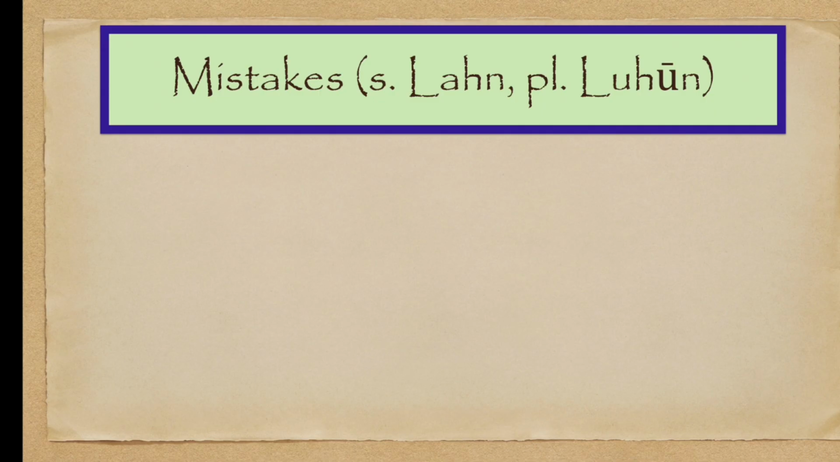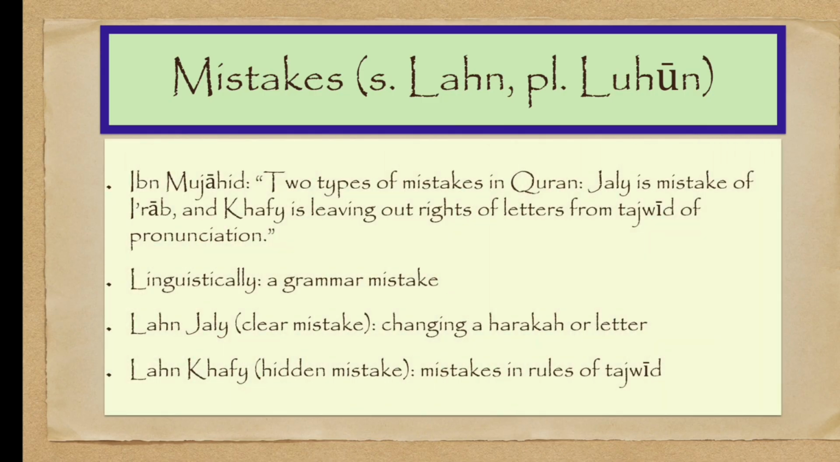So, mistakes and types of mistakes. The word mistake is lahn, which is a singular word, and the plural of which is luhun. Ibn Mujahid was one of the scholars of Quran, Qira'at, etc. He said there are two types of mistakes. So he's one of the early scholars we're referring to, one of the earliest scholars at the time of the era of the first generations.